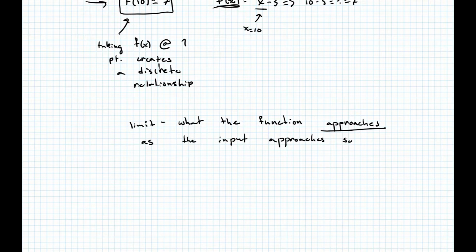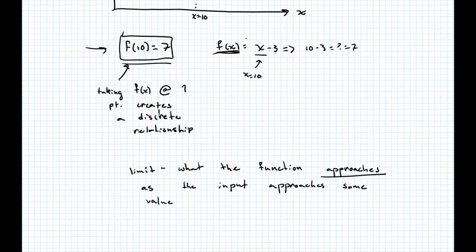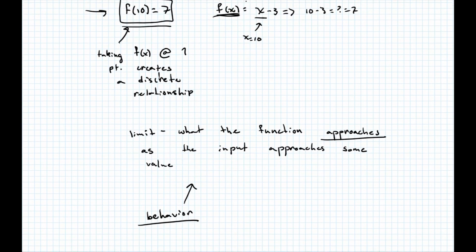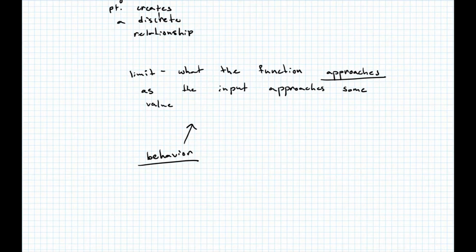So what does that mean? What that means here is that it's not talking about what the function value is at that point. It's not a discrete relationship. It's asking about behavior. This has to do with behavior of the function over time. And in a lot of cases, you'll see that it does end up being similar to what the function value is at that point, and that should make sense, but we're talking about behavior specifically. So we're asking what the function approaches as the input approaches some value.